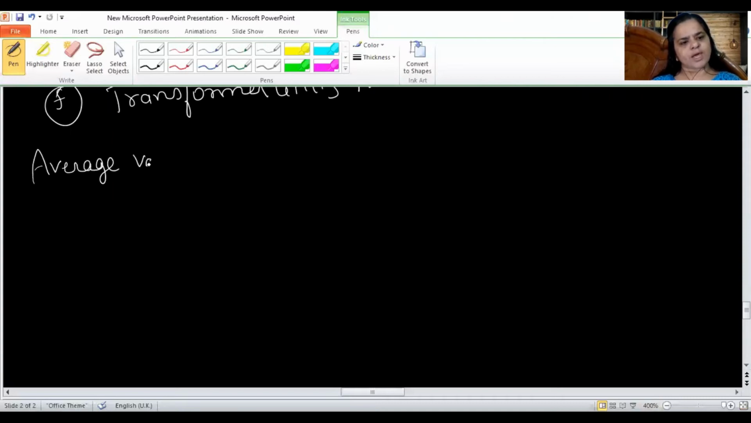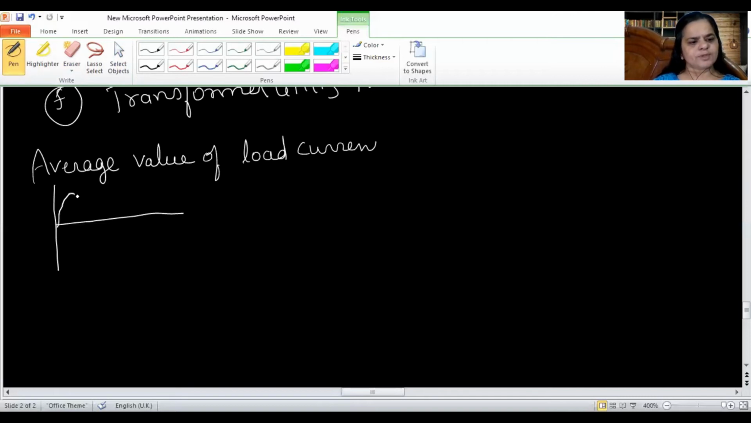Average value of load current. Now my dear friends, as you know, the load current waveform that we get with the help of a full wave rectifier was like this. So this is 0, this is pi, this is 2 pi, and the peak of this was Im, which we were writing as Vm by R.